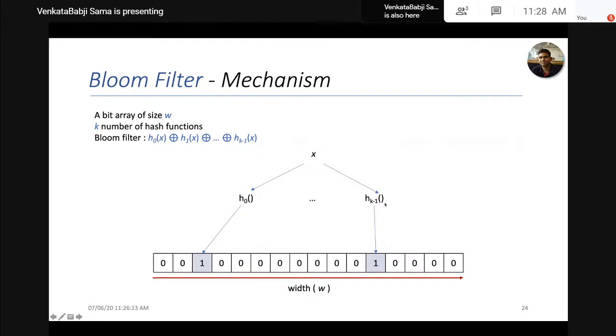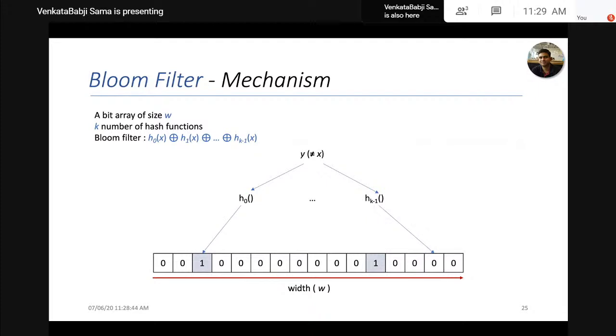HK-1 is the last hash that resulted in setting this bit, and maybe something else in between. Doesn't matter. They could be zeros, ones, it doesn't matter, just for illustration's sake. What we do is, you compute the hash, and as I said, you just XOR, which essentially means you set those bits. It doesn't matter what other hash resulted. The operation is as simple as that. Okay.